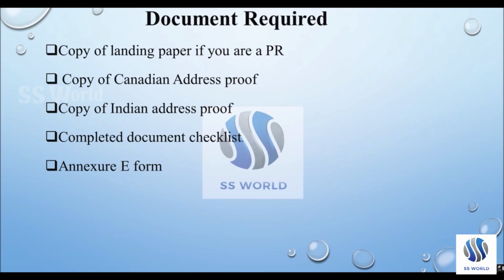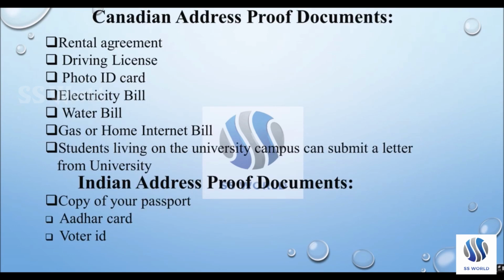Next, you must take the Canadian address proof. Since you are residing in Canada, this address proof is also needed. So now we will see what Canadian address proof documents are required. You can give your rental agreement copy, driving license copy, photo ID card, EB bill, water bill, gas or home internet bill. Or suppose you are a student, you can also get a letter from the university campus, and you can give that as proof too.